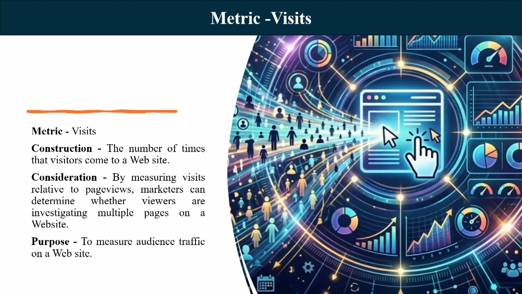The first metric that we will start with is called visits. What does it mean? Visits mean how many times a particular platform is being visited. The platform can be a website or a mobile application. As far as construction of this metric is concerned, it represents the number of times that visitors come to a particular website. Let's say one visitor is coming to a website 5 times, right? So, that is a visit. By measuring this visit relative to the page views, marketers can determine whether the viewers are investigating multiple pages on the website or not.